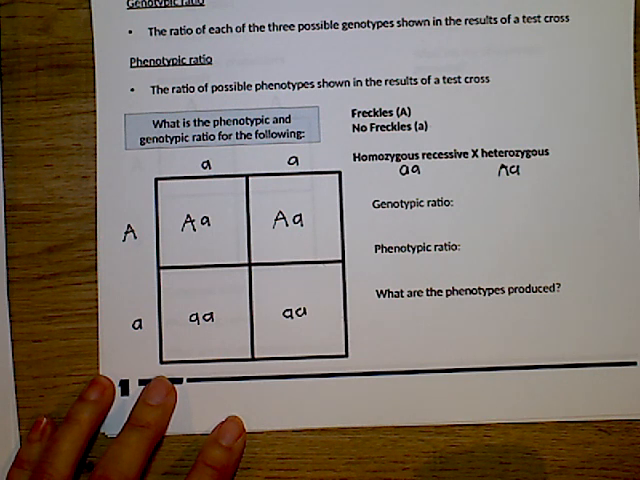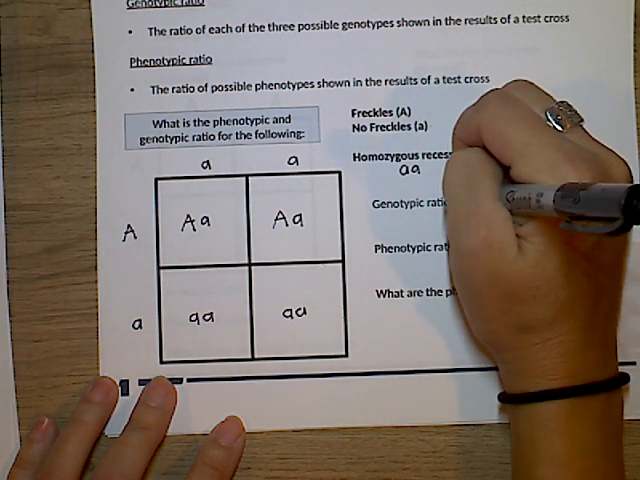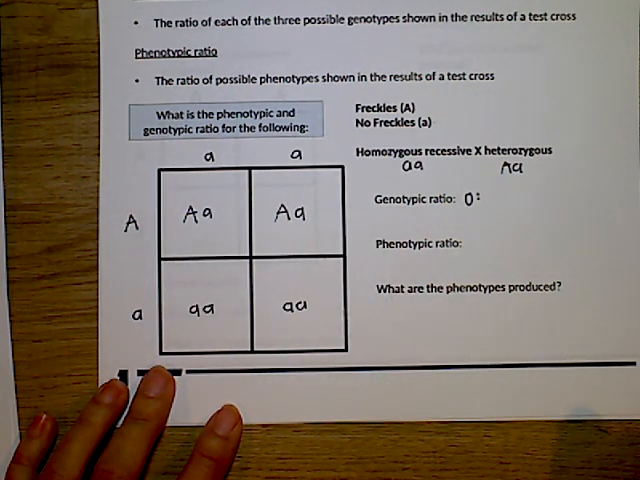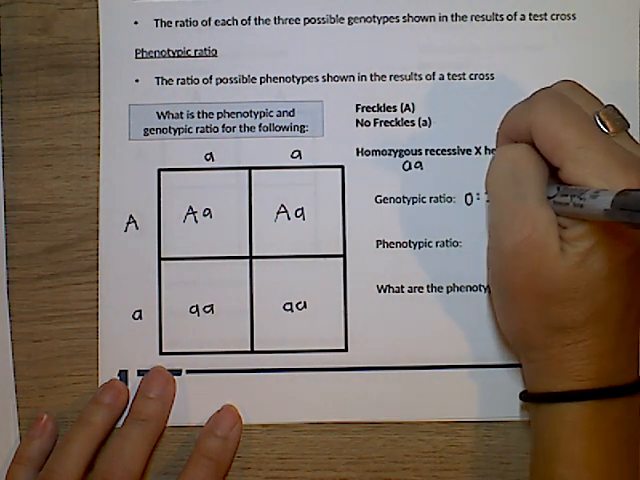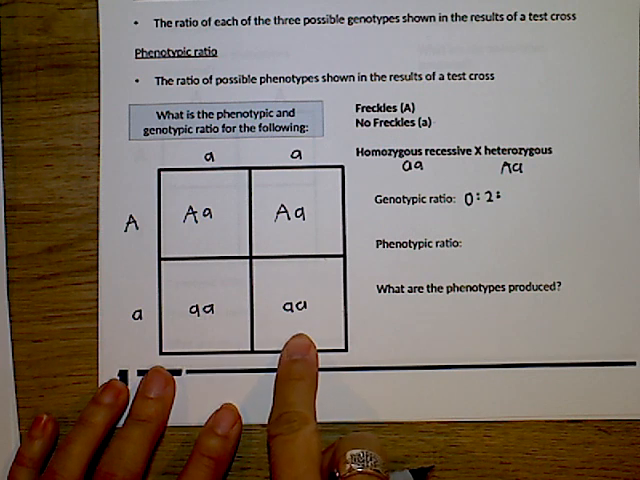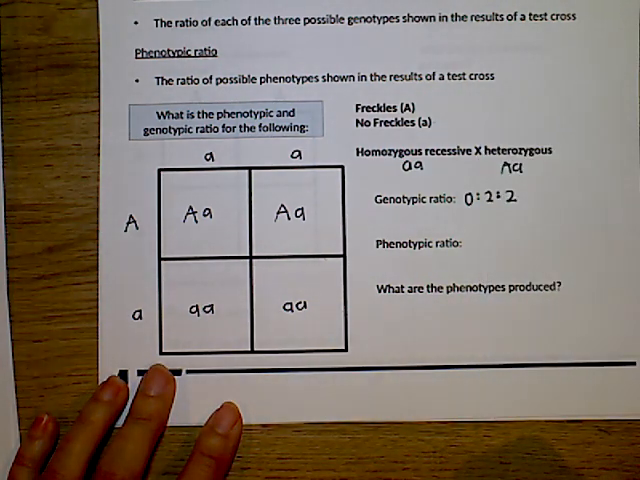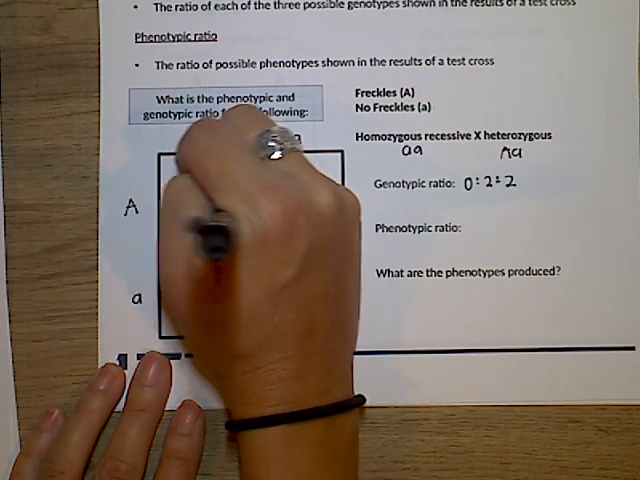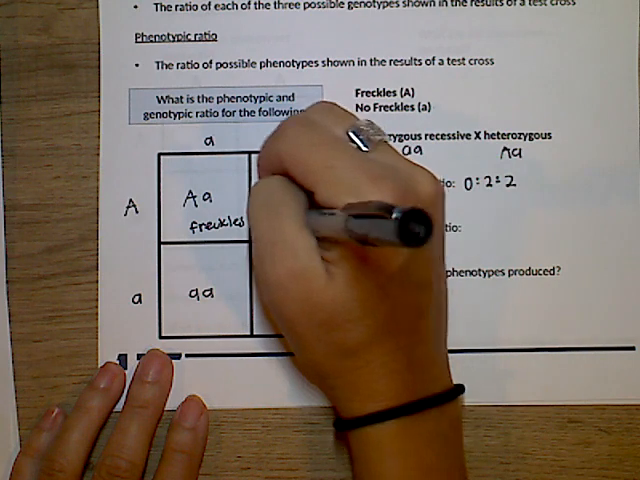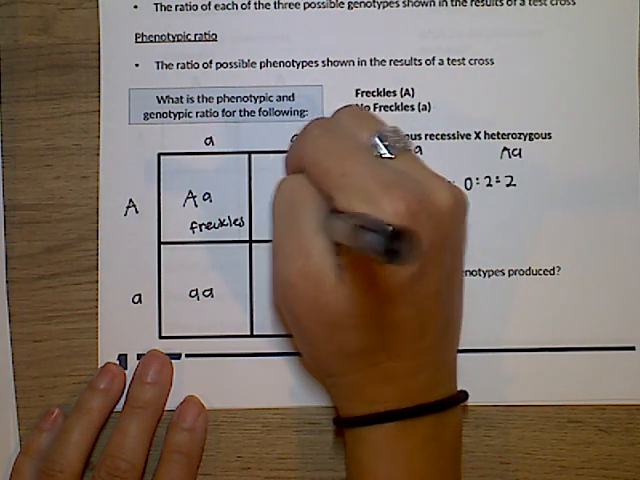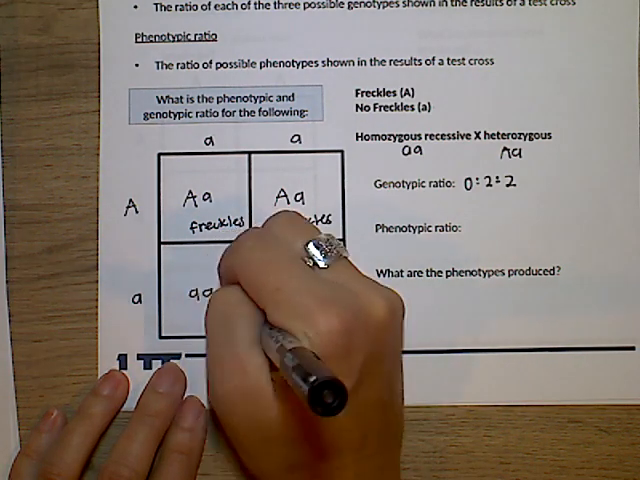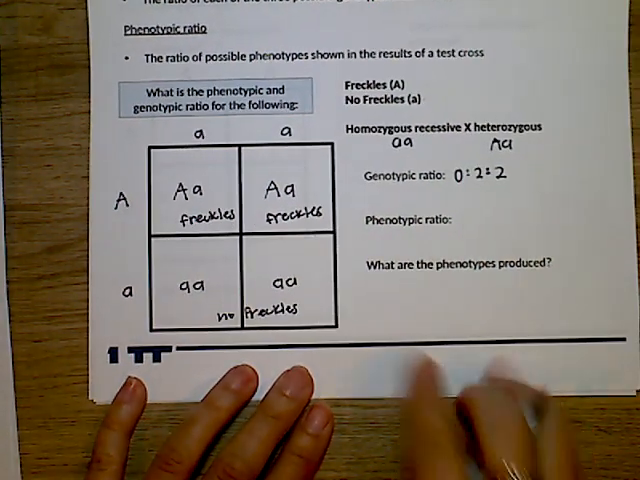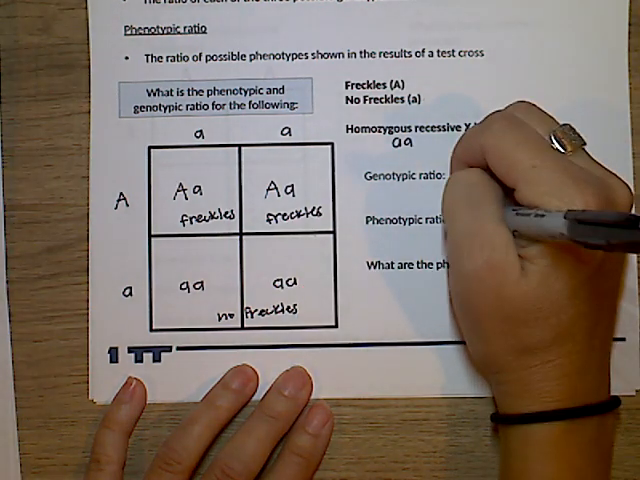So for the genotypic ratio, we need to look at the homozygous dominant, and there are 0 of those in this Punnett square. We don't have any big A's. For the heterozygous, we have 2. And for the homozygous recessive, we have 2. So if we look at our phenotype, this will code for freckles. So will this one, because we have that dominant freckle allele. And these 2 will have no freckles, because they got 2 of the recessive alleles. So the phenotypic ratio is 2 to 2, either freckles or no freckles.